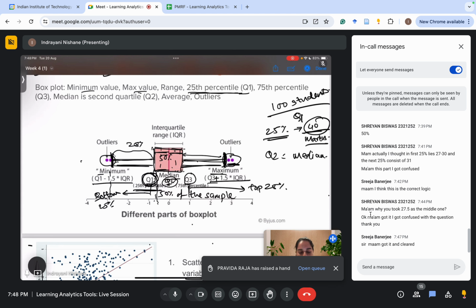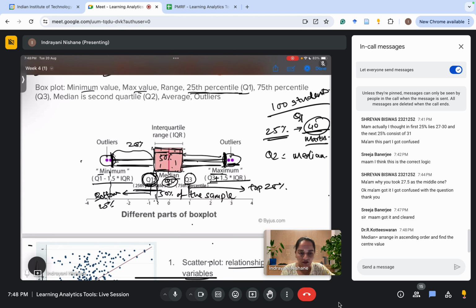Pravida ji, if I'm wrong, please correct me. Yes, ma'am. Actually, median is the middlemost observation. Middle one, yeah. Most frequent observation? That's mode. Yeah, mode. I think by mistake you said it. Yeah.